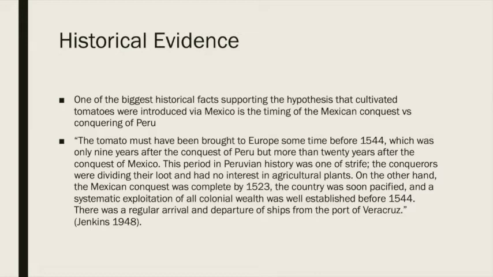This period in Peruvian history was one of strife. The conquerors were dividing their loot and had no interest in agricultural plants. On the other hand, the Mexican conquest was completed by 1523. The country was soon pacified, and systematic exploitation of all colonial wealth was established before 1544. There was a regular arrival and departure of ships from the port of Veracruz." So that being said, based off the timing, it does seem highly more plausible that tomatoes were being exported out of Mexico rather than Peru, seeing that Peru is still going through very hard times where nobody would really be worried about exporting agricultural goods.